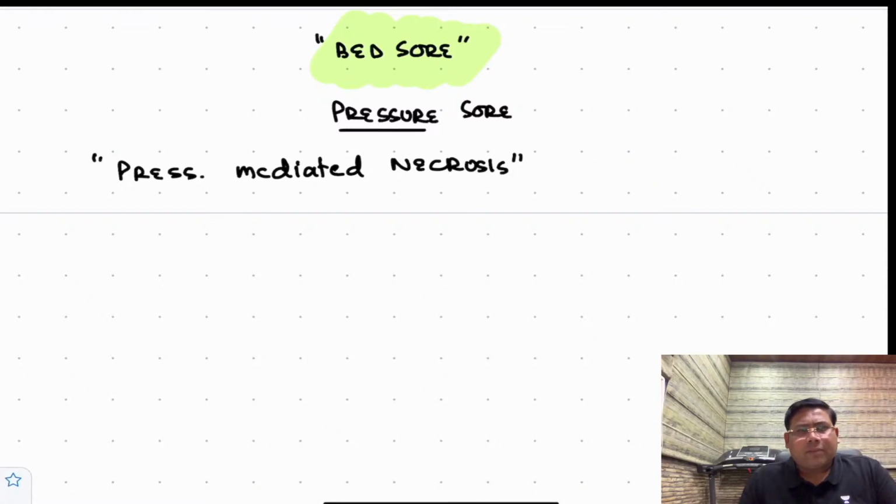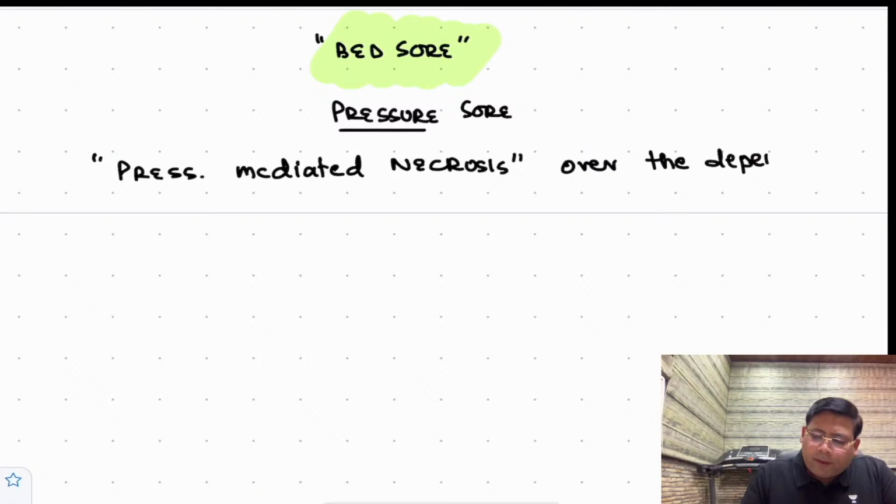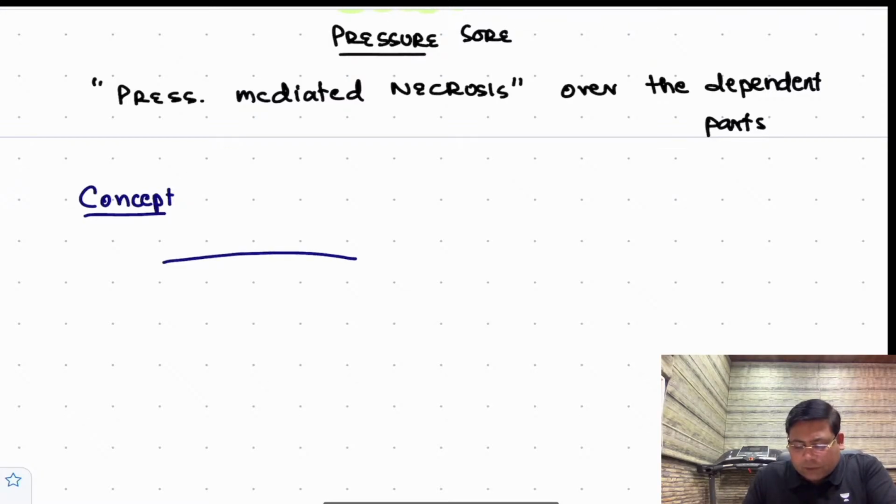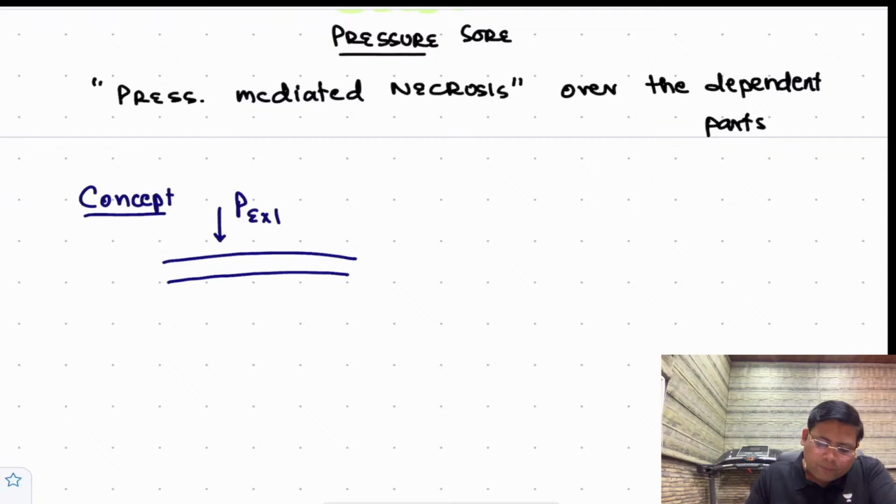This is very simple. So pressure mediated necrosis over the dependent parts of the body. Now this is what is very important for you to understand. What is the concept of this pressure sore? Whenever you are sitting or whenever you are in a bedridden posture, there is something which is known as P external. So from outside the pressure is coming, and this is what is referred to as P external.